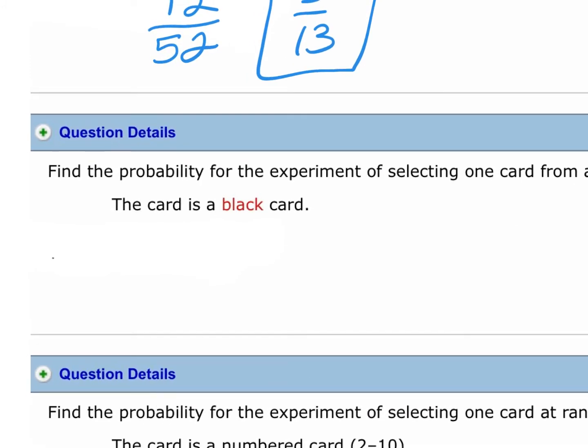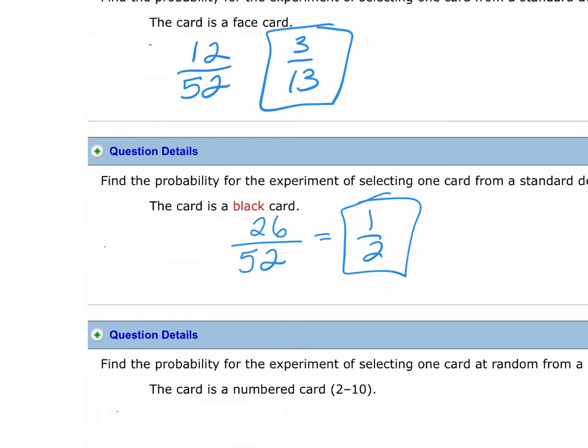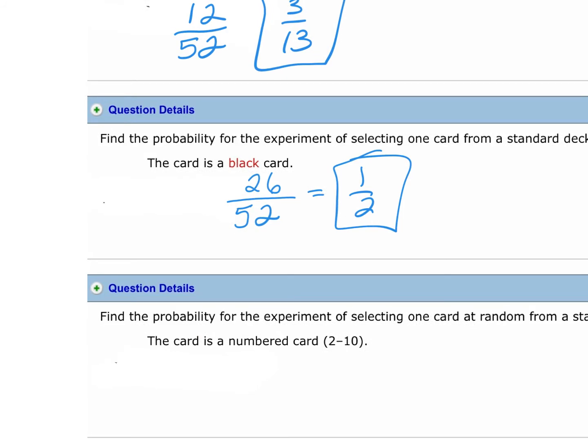All right, probability that the card is black. Well, how many cards are in the deck? 52. Just a little common knowledge, guys. Half of a deck of cards are black. So how many is that? 26. Good. And we reduce that and it becomes what? 1/2. Perfect. 1/2.